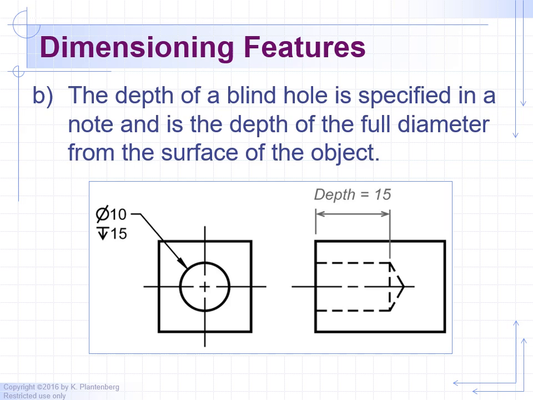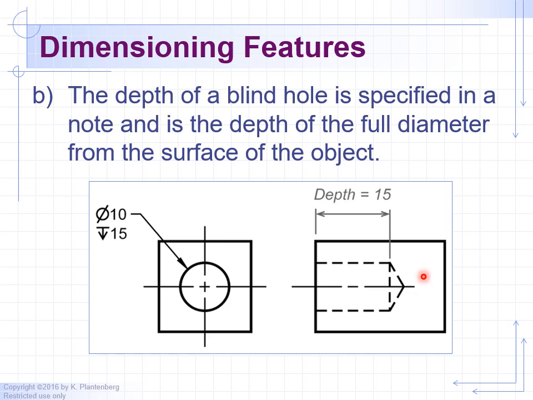Another common feature that you'll be dimensioning are holes. Holes are shown with a diameter symbol. Keep in mind, if you only have a diameter symbol on a hole, it's what's referred to as a through hole. Through hole means it goes all the way through the part. But if a hole does not go all the way through the part, like in this example, you're going to see it's going to go to a point.